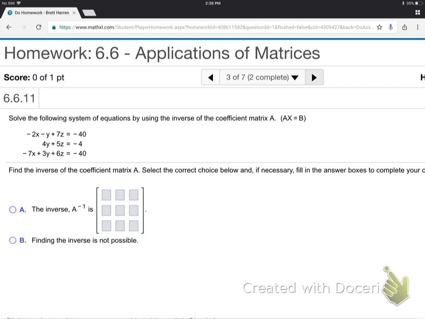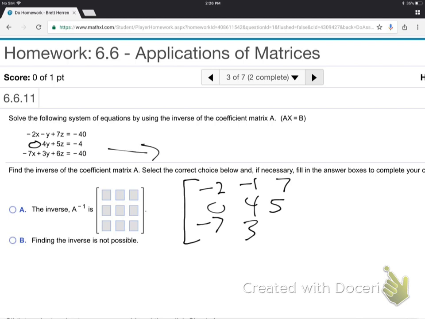Okay. So what would you do on this one? You would just type in negative 2, negative 1, 7. There's a 0 here, huh? 0, 4, 5, negative 7, 3, 6, negative 40, negative 4, negative 40, RREF. Does that make sense? Just make it one big old matrix, RREF, reduced row echelon form, and you'll get your answers. Sound good? Nothing new. We did that in another section. Just do the same old thing.